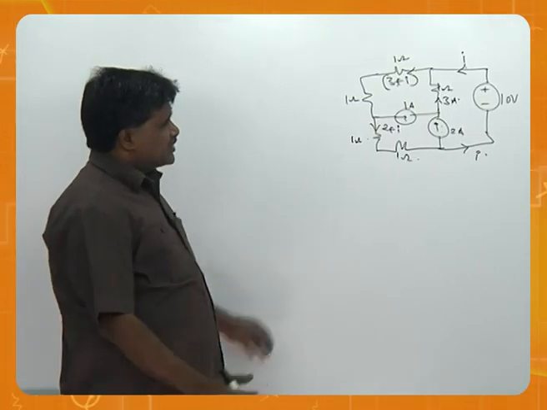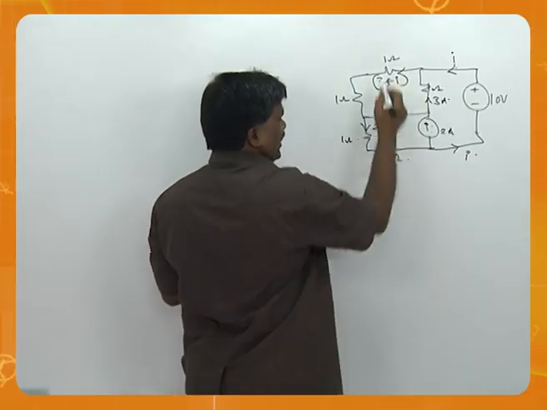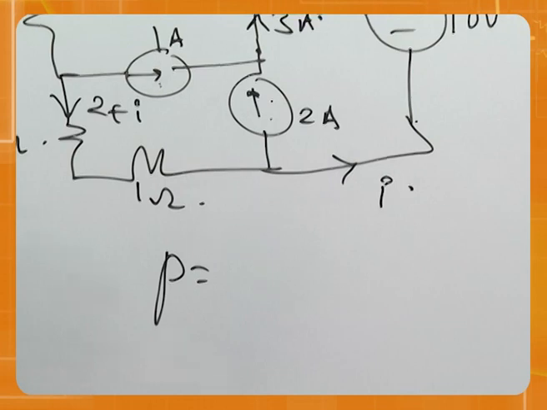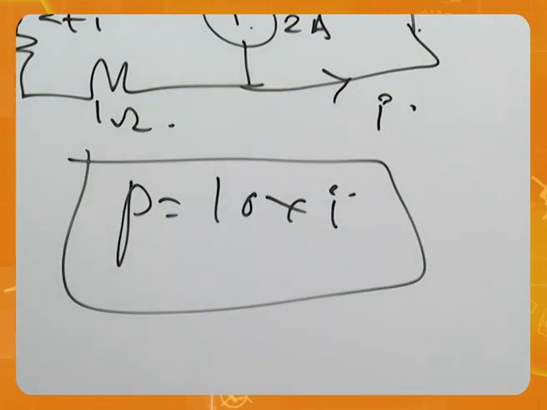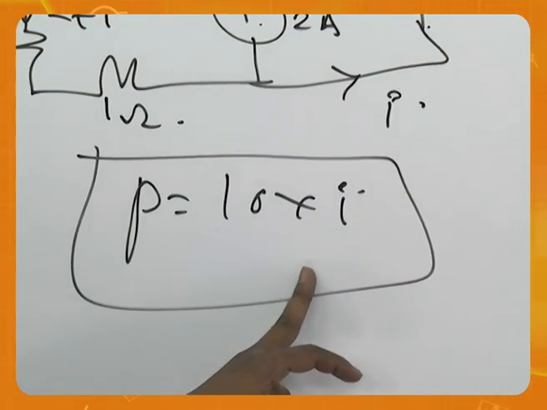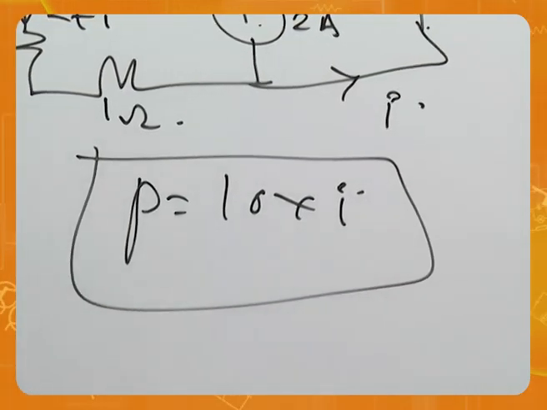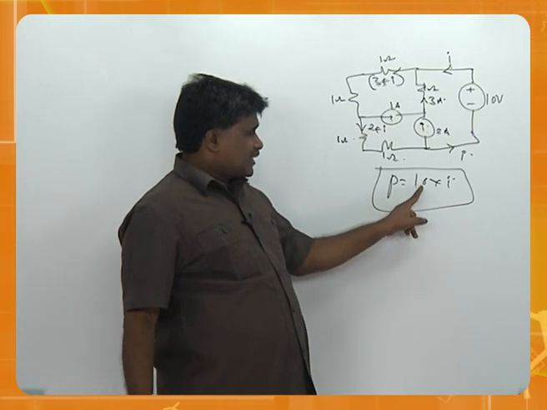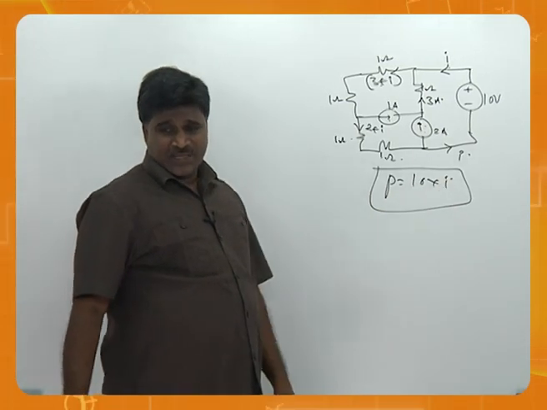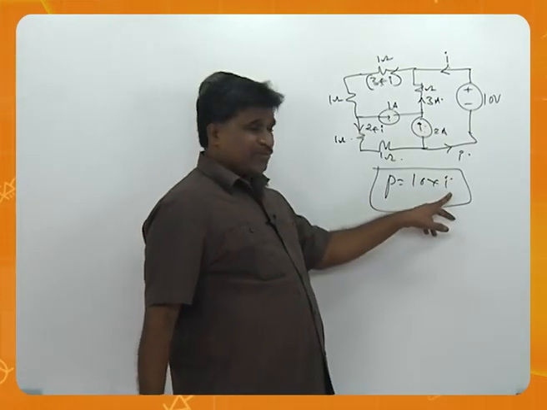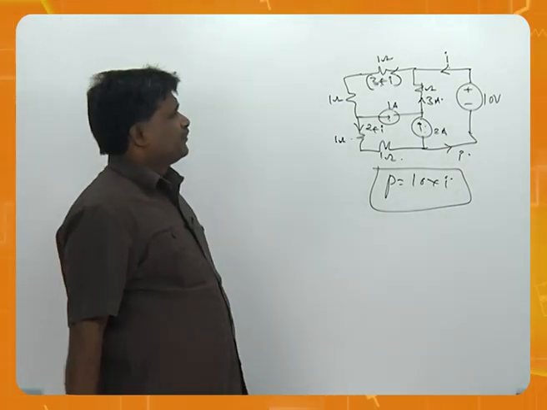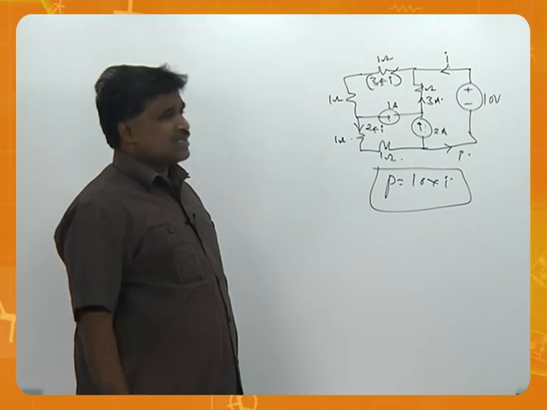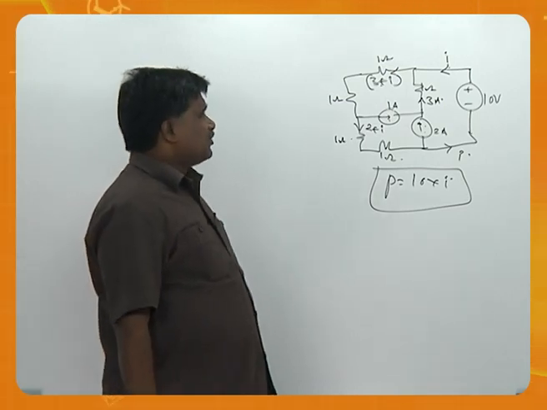So why I am doing all this is to understand. Finally, I want to say power is 10 into I. That's it, because P is equal to VI. If P is equal to VI, look at this, 10 and I. In this process, all that we are required to solve is I. How to solve I? Very simple. Go for Kirchhoff's laws. You can easily solve what's happening.